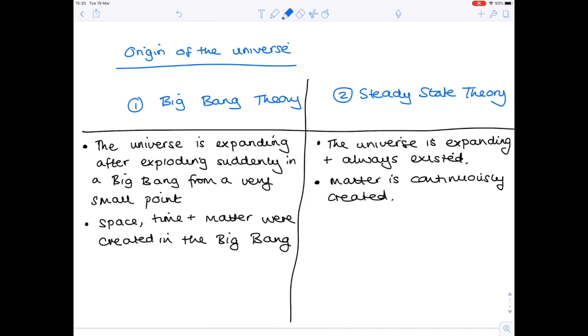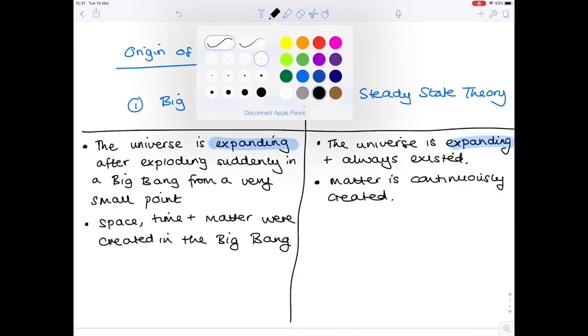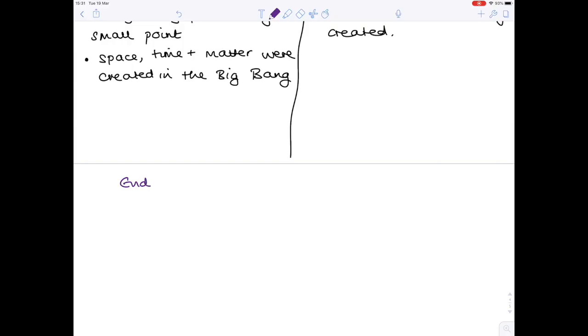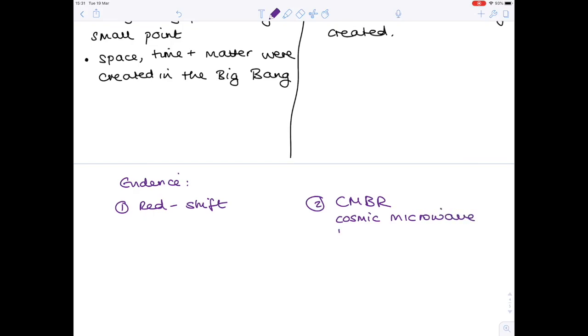So let's highlight the things which are the same for both. While they both state that the universe is expanding, the difference is to do with how matter was created. So what evidence do we have for these? Well, it's split broadly into two categories. So evidence, number one is redshift. Number two is CMBR, which is cosmic microwave background radiation.